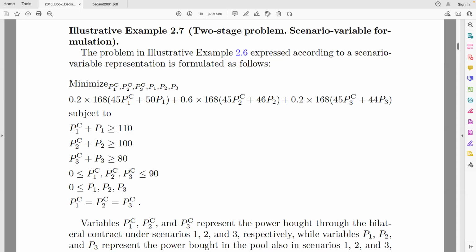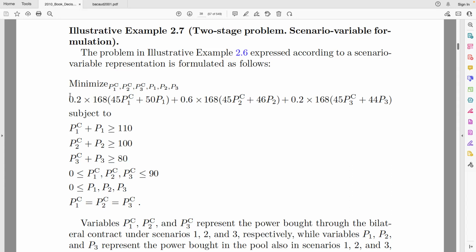All right, so in this example, 2.7, we have the same problem as a two-stage problem, but this is now a scenario variable formulation. That means that the variables are related to the number of scenarios, not to the number of nodes in the tree. So again, we're minimizing a cost function. Remember that our variables are all in megawatt units, so those are power units.